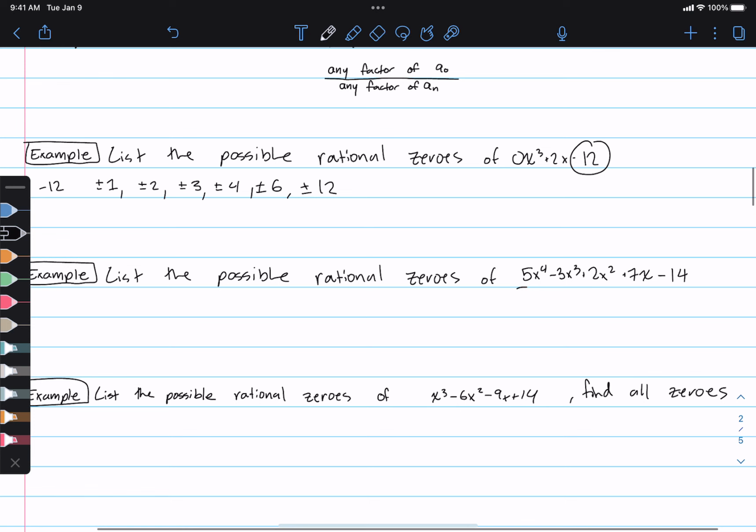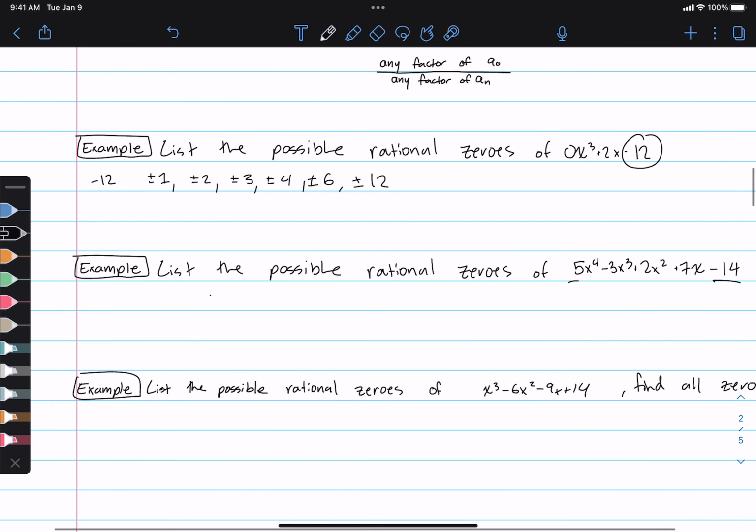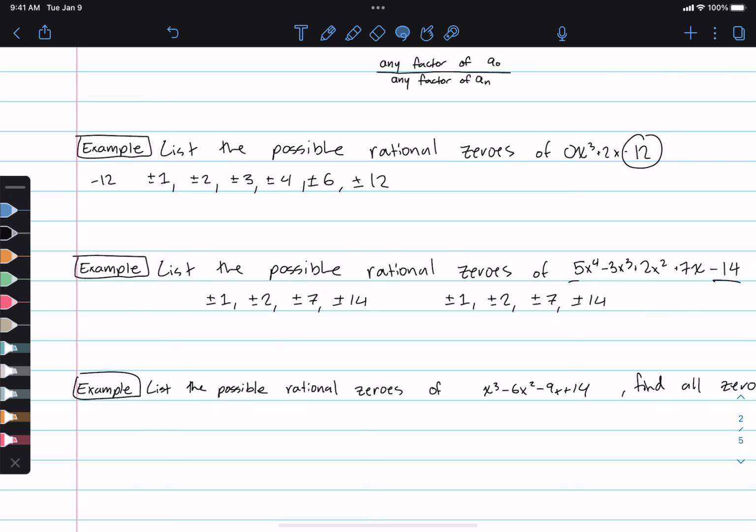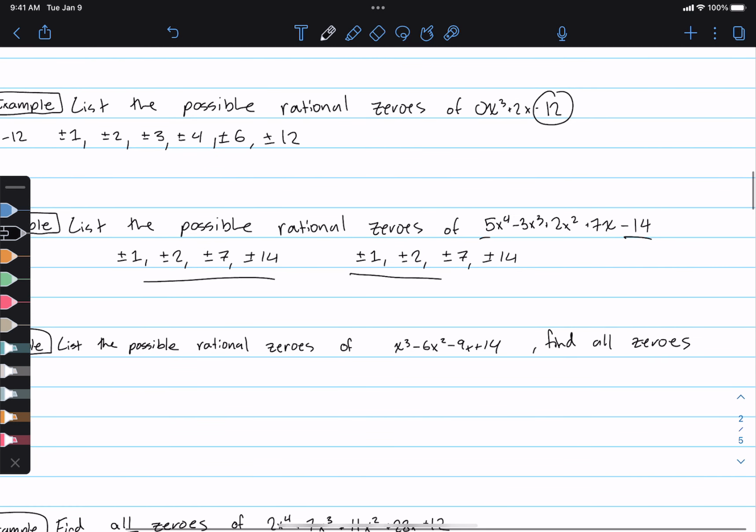And again, we only have to consider our leading coefficient and our constant term. The factors of our constant term, negative 14, are plus or minus 1, plus or minus 2, plus or minus 7, and plus or minus 14. And the factors of our leading coefficient 5 are just going to be plus or minus 1, so this one remains unchanged, or plus or minus 5. So all of these divided by 5.